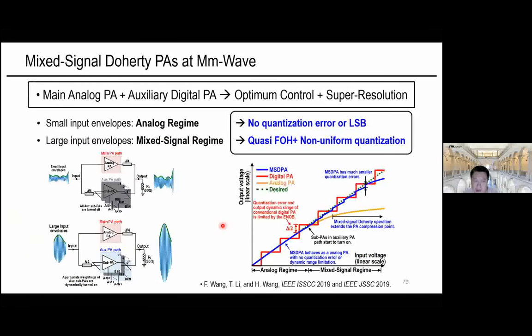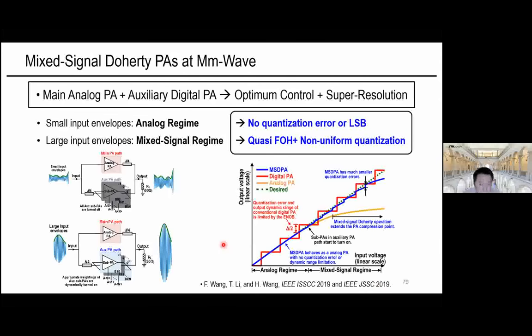we talked about the broadband PA performance, and here we are talking about how we can actually achieve better Doherty performance. I think we probably don't have a lot of time to discuss the details here. Essentially, we are using a mixed-signal Doherty topology, which is a combination of the main PA as an analog PA and the auxiliary PA as a digital PA. Then we can have both optimum control and super-resolution capabilities, by using the analog plus digital combination of PAs. The design was presented at ISSCC 2019 and JSSC in 2019.